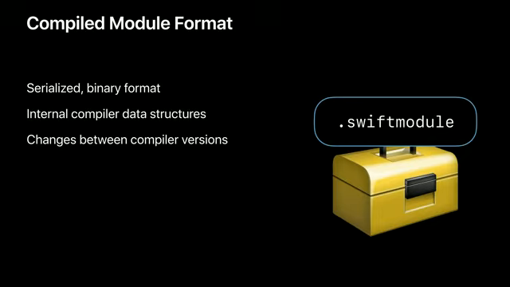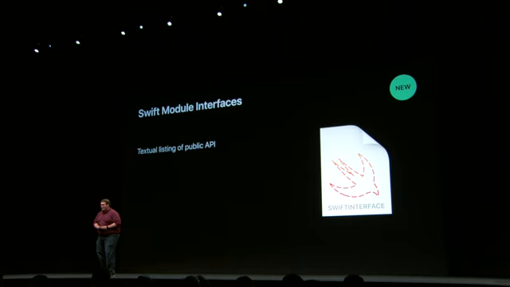Well, in order to solve this version lock, Xcode 11 introduces a new format for Swift modules called Swift Module Interfaces. And just like the compiled module format, they list out all the public APIs of a module, but in a textual form that behaves more like source code. And since they behave like source code, future versions of the Swift compiler will be able to import module interfaces created with older versions.